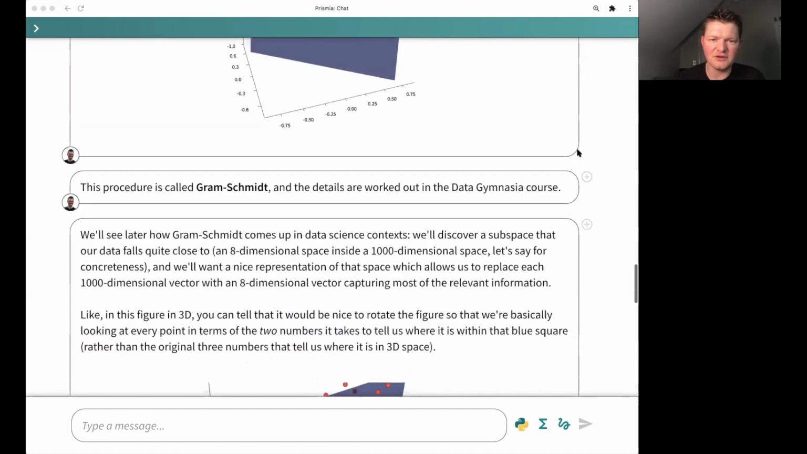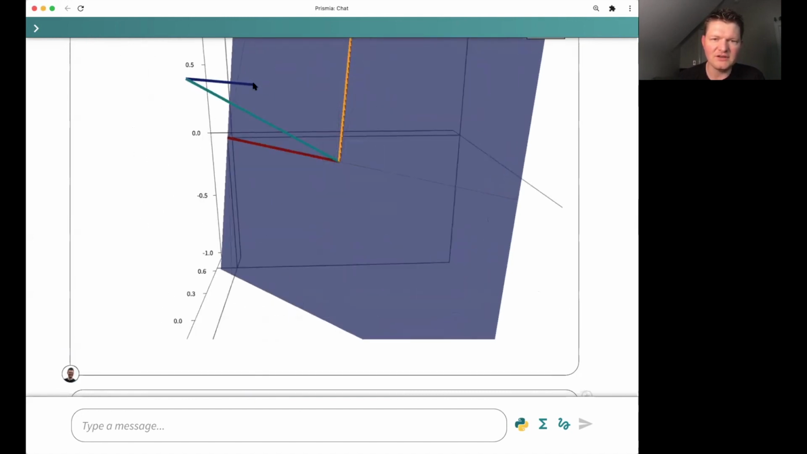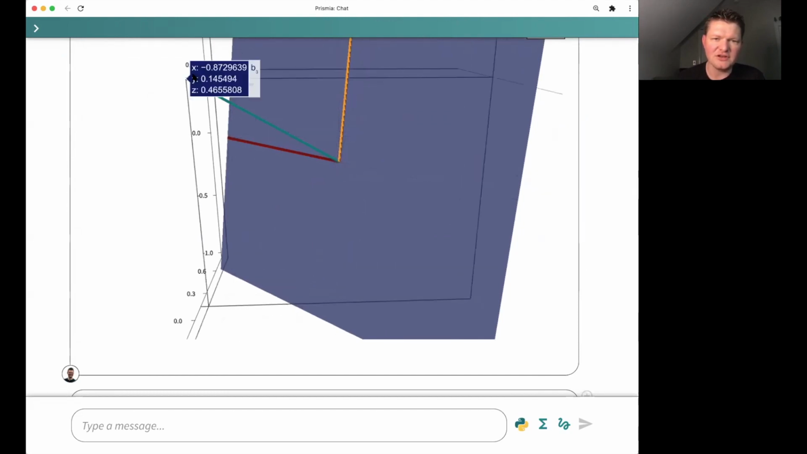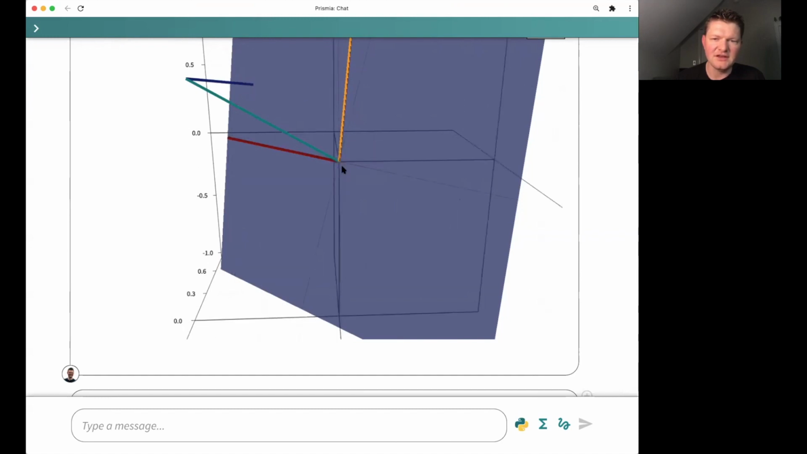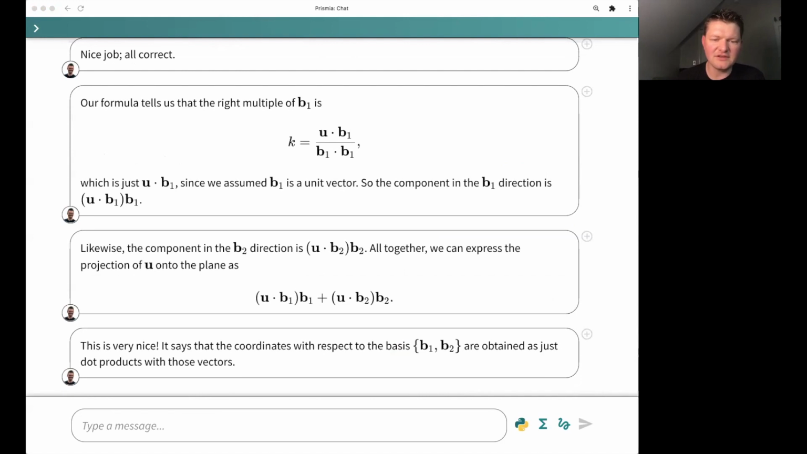So if I pull this picture up here back up again, the vector that we're going for is the one that goes from the origin to the base of this blue arrow. So that's the projection of the green arrow onto the plane. And you just get it by dotting with red, dotting with gold, and using those two results as weights for the red and gold unit vectors. That's going to give you the projection onto the plane. So in other words, it just says that the coordinates with respect to the basis B1, B2 are obtained by just dotting with those two vectors.